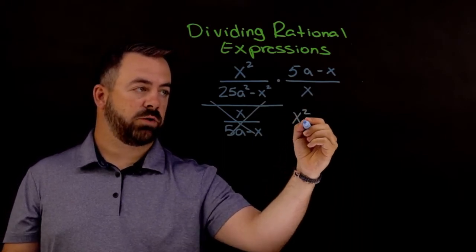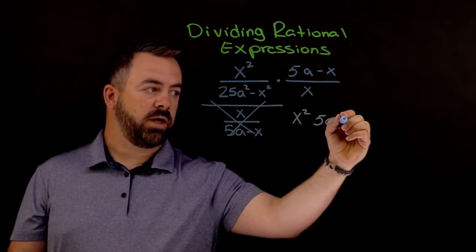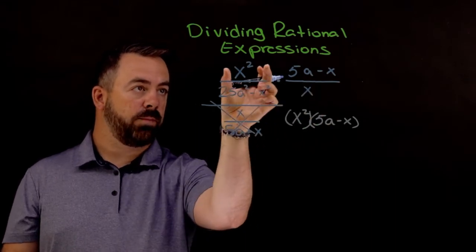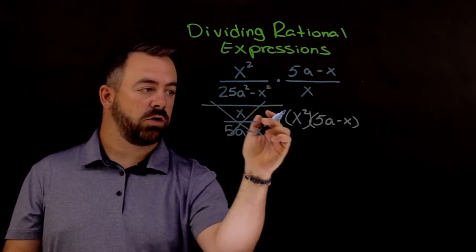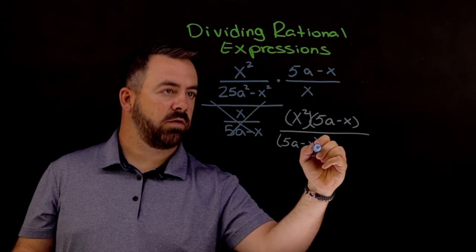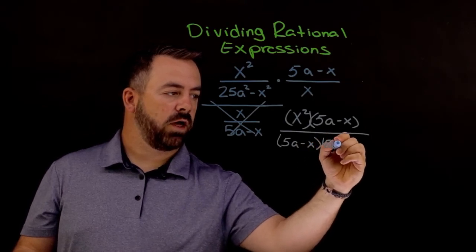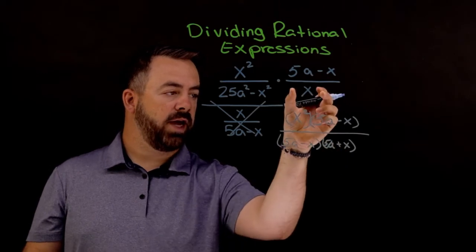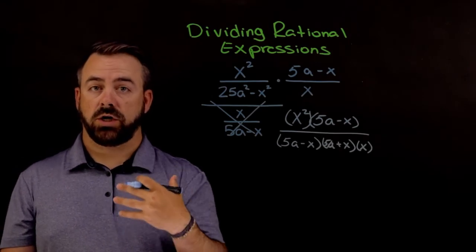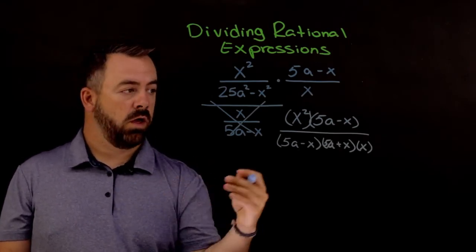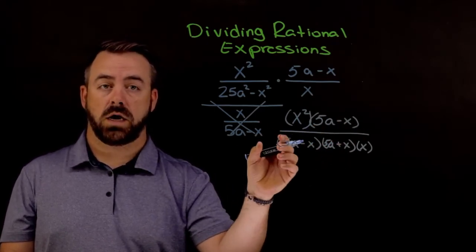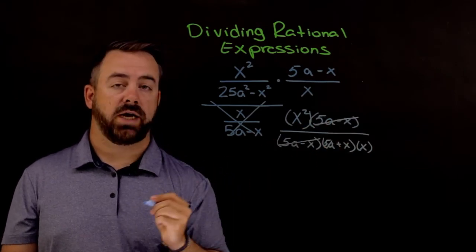So x squared we said was part of it. 5a minus x is also part of it. And I'm going to write that in parentheses. I'll write this one in parentheses. Those got pushed together. This needs to factor into 5a minus x and 5a plus x. And then x comes along for the ride. Those got pushed together. Now I want to start eliminating perfect copies. I have a 5a minus x on top, 5a minus x on the bottom. Exact copy. Cross that out, cross that out.